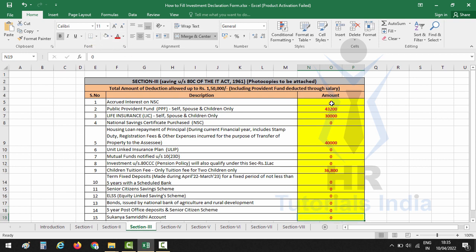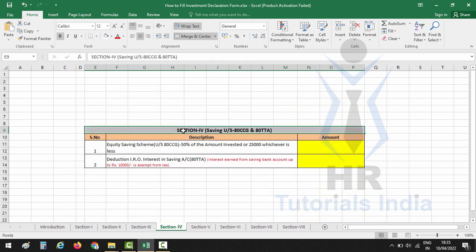So dear friends, these are the exemptions which have been applied by the employee under section 80C, and when we count all the amounts together, it's coming to 1,50,000 and the ceiling is 1,50,000. So the total amounts declared will be exempted from tax. Now let's move on to section 4.